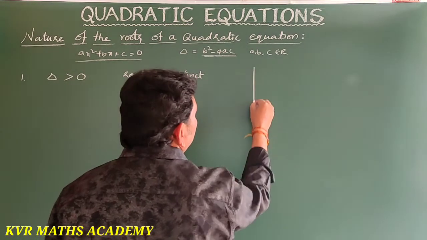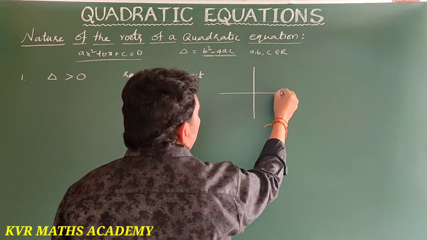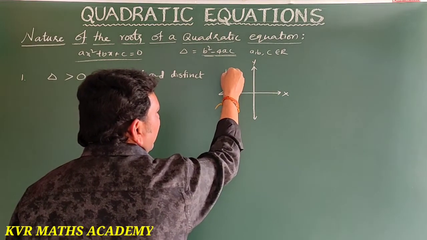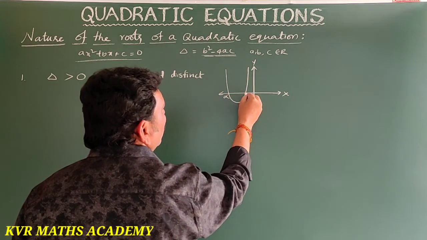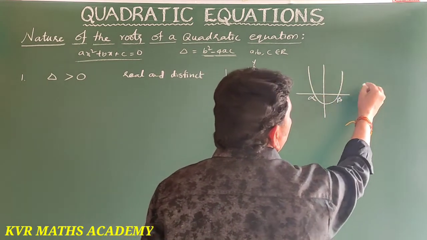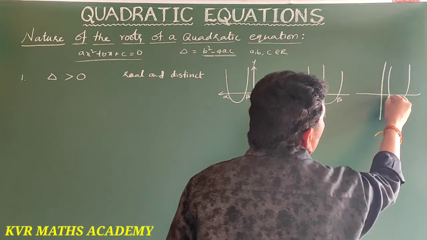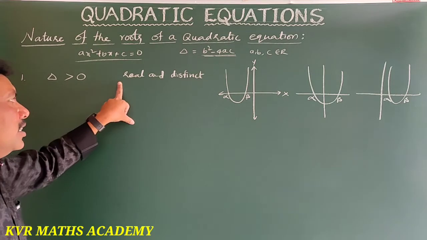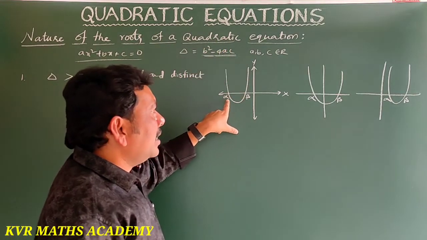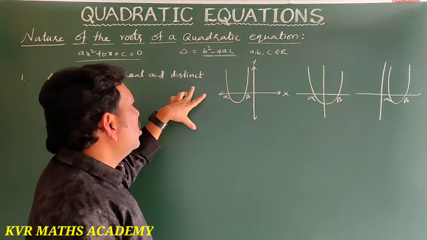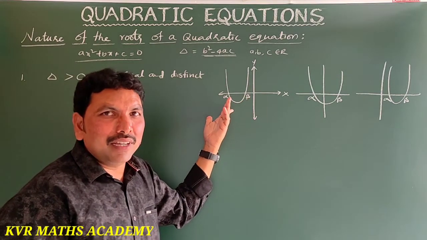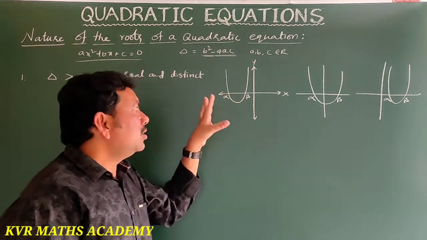So the graphs will be like this. See, suppose here this is x and this is y only. We know very well about that. Then the graphs will be like this. So it has two roots, alpha, beta. Otherwise like this, alpha, beta. Next, like this, alpha, beta. If delta is greater than 0, the roots are real and distinct, and the graph, the parabola, intersects the x-axis at two points. So here always the graph of a quadratic equation will be a parabola. So this is the first case.